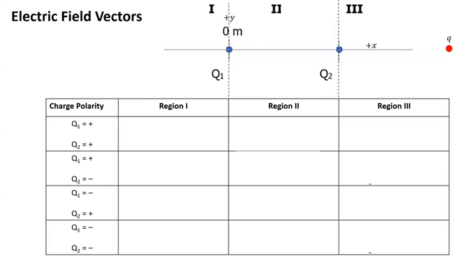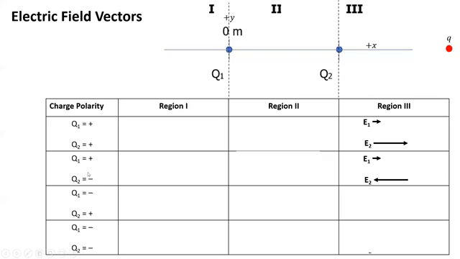Okay, now finally, region 3. Let's put the test charge way over on the right-hand side. If both of the charges, Q1 and Q2, are the same magnitude, and they're both positive charges, then both E field vectors will point to the right. Both charges try to push it away. But Q2 is so much closer, that's why E2 is much larger.